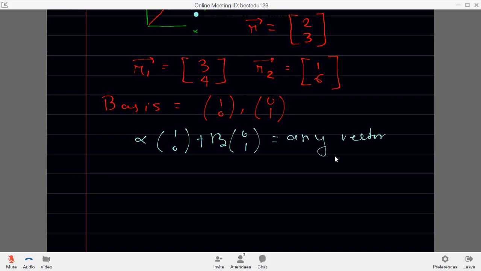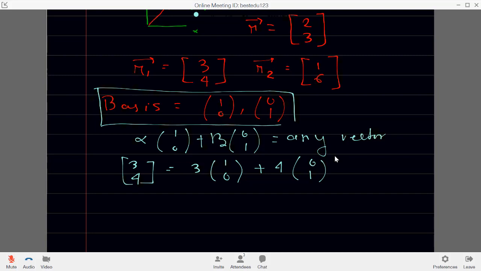Let me give an example. Can I form the vector (3, 4) using the basis? Yes, I can easily construct it. If I have 3 as a coefficient multiplied with the first basis and 4 as a coefficient multiplied with the second basis, I'll get (3, 4). In this way you can construct any vector in the Euclidean 2D space using the basis. So this is our basis. We need 2 bases. If you just have 1 element here, it's not possible.